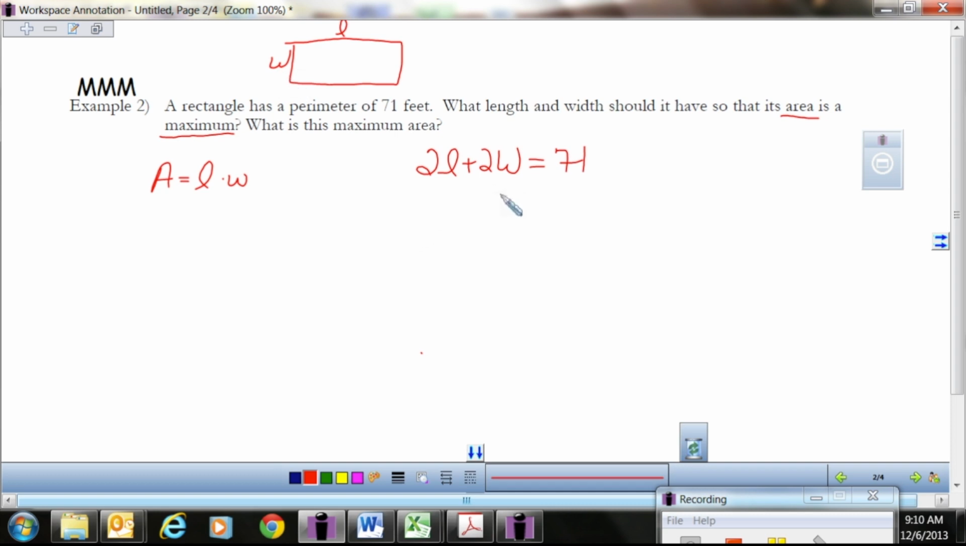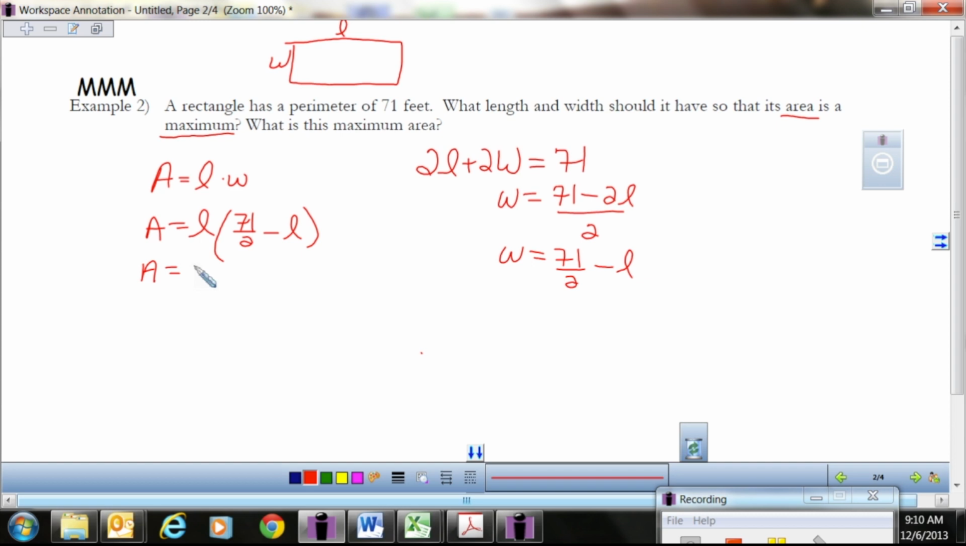So it doesn't matter which one you solve for. I'm just going to solve for W. So W equals 71 minus 2L divided by 2. All right. So if you wanted to make that nicer, you could make it 71 over 2 minus L. That'd be fine. So we're going to put that over in our main equation. This is the primary or main equation, the thing that we're really trying to maximize or minimize. So I'm going to write L times 71 over 2 minus L. And I am going to distribute because that'll make it easier, I think. 71 halves L minus L squared.